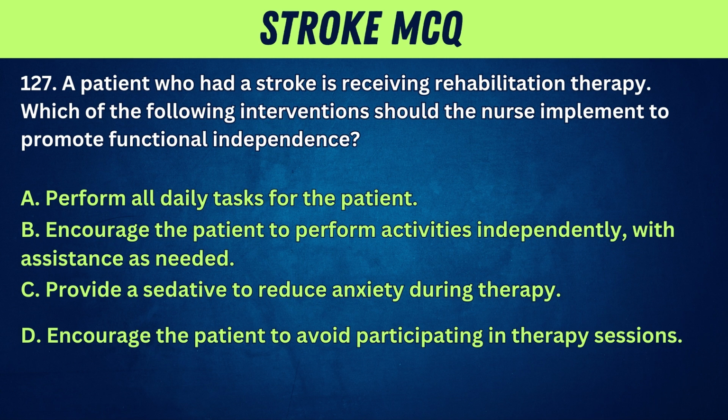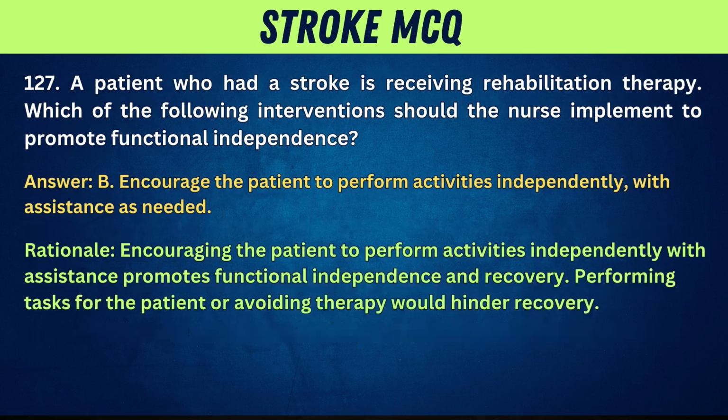127. A patient who had a stroke is receiving rehabilitation therapy. Which of the following interventions should the nurse implement to promote functional independence? A. Perform all daily tasks for the patient. B. Encourage the patient to perform activities independently, with assistance as needed. C. Provide a sedative to reduce anxiety during therapy. D. Encourage the patient to avoid participating in therapy sessions.